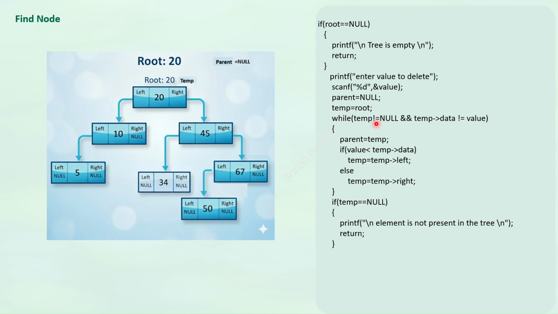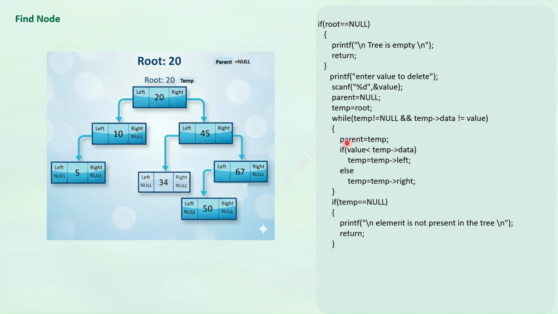Once we are done with these initial settings, we have to write one while loop. Under this while loop, we will find out whether this element is present in the tree or not. For this, we have to combine two conditions. First, check temp is not equal to null. And if it is not null, then check whether the temp data is not equal to the value which I want to delete. In this case, temp is not null, so the first condition is true. Value is 50 and temp data is 20, so this condition is also true. So we enter the while loop.